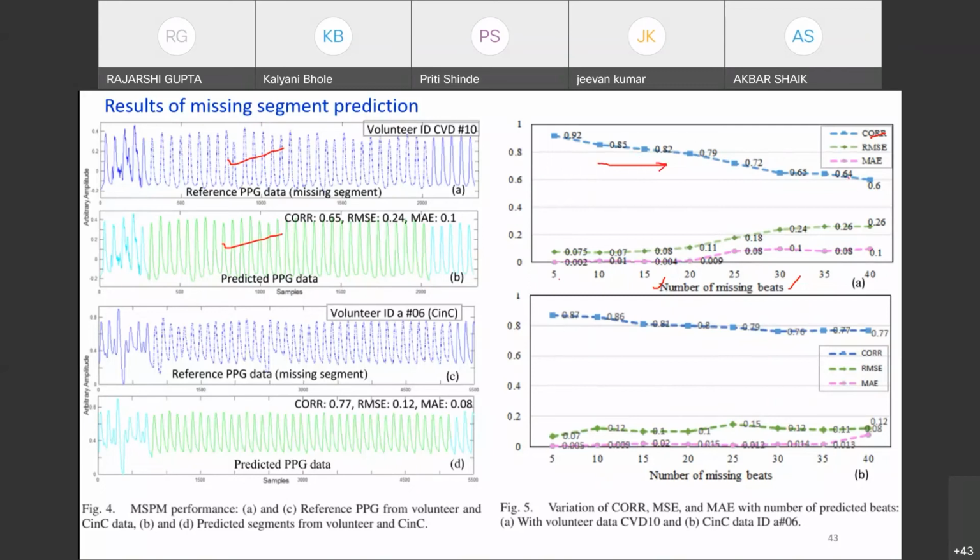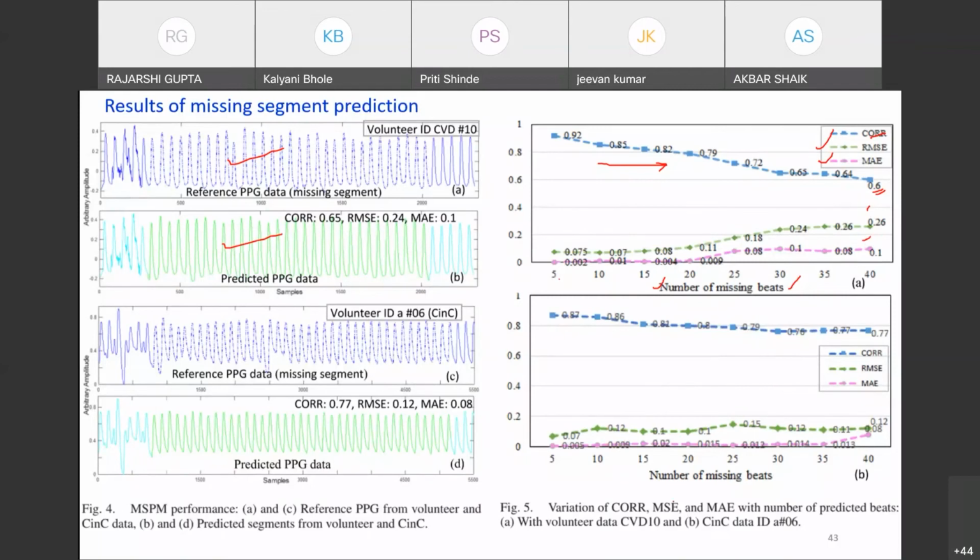It is not possible to have 100 seconds of data prediction based on only 4-bit history. So naturally after 40 bits, you can see that the correlation is now a little bit down. On the other hand, this RMSE, that means root mean square error, or this mean absolute error, increases. Naturally, the error will increase. So the lower the length of the prediction segment, the higher the correlation and the lower the error.